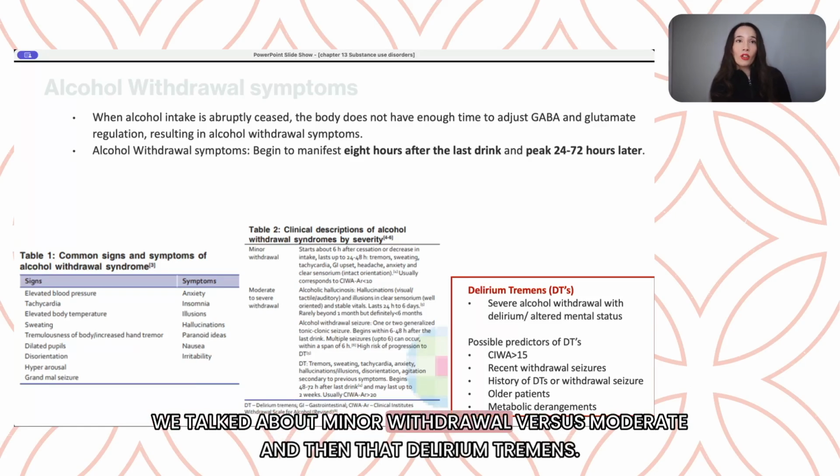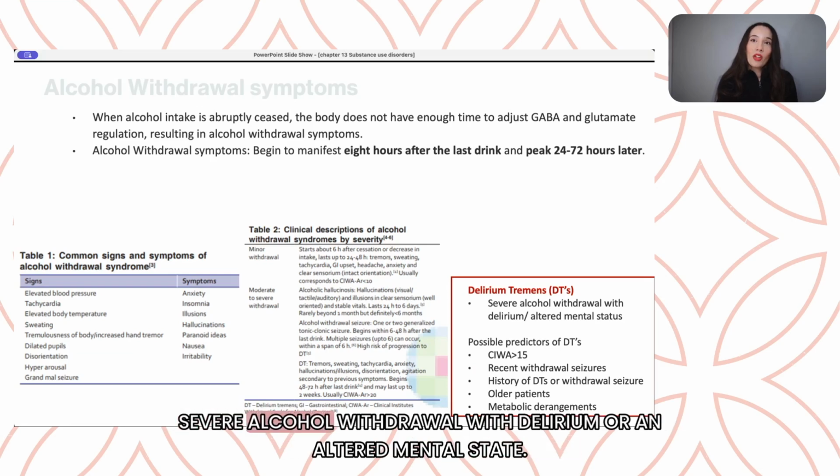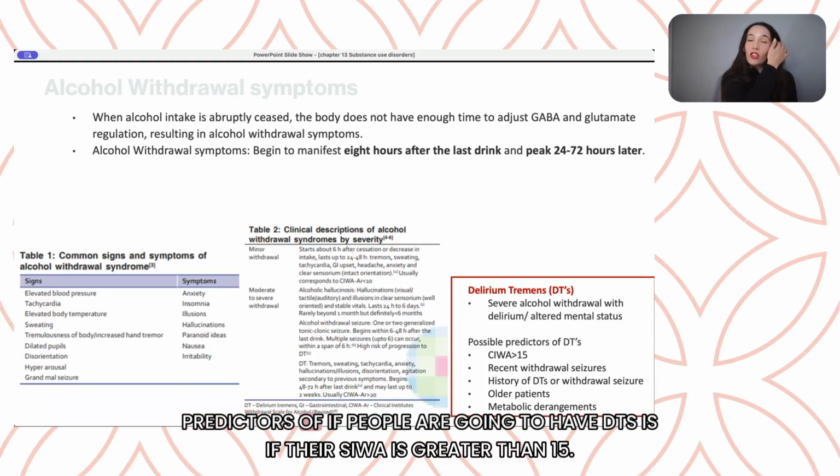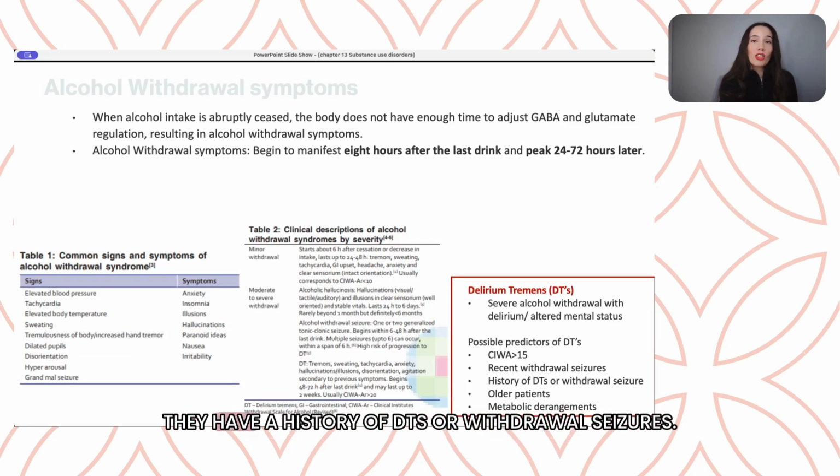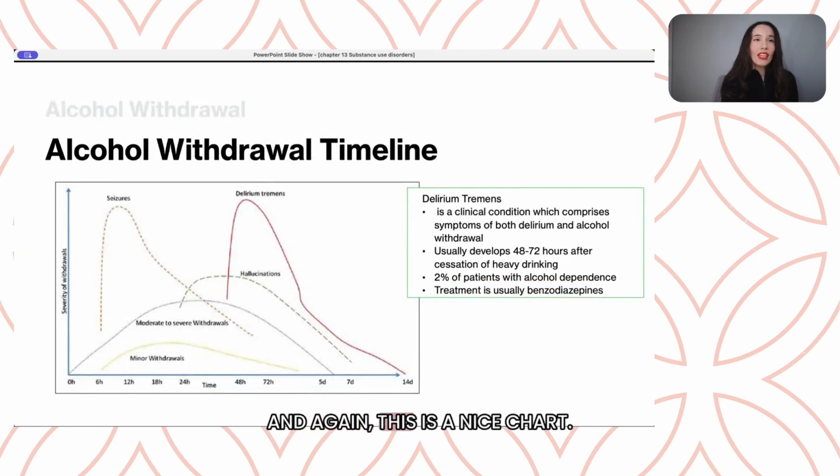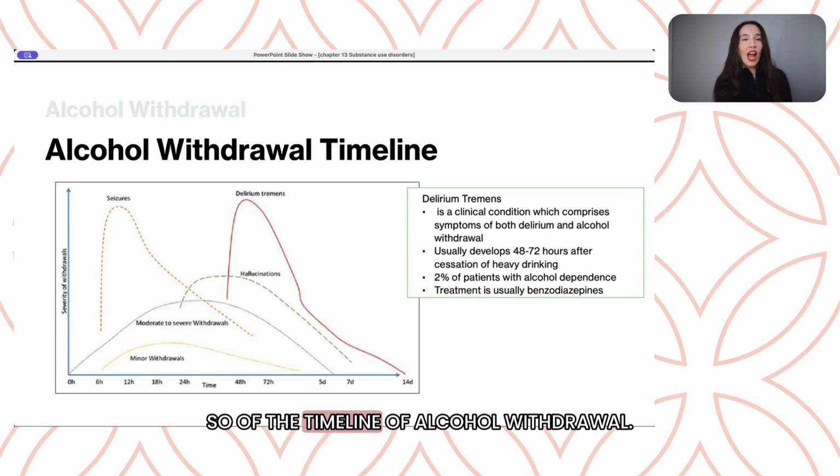We talked about minor withdrawal versus moderate, and then delirium tremens, severe alcohol withdrawal with delirium or an altered mental state. Predictors of whether people are going to have DTs are if their CIWA is greater than 15, they've had recent withdrawal seizures, they have a history of DTs or withdrawal seizures, they have metabolic issues, or they are older in age. And again, this is a nice chart. I love charts. So, the timeline of alcohol withdrawal.